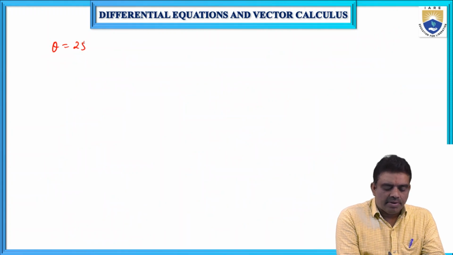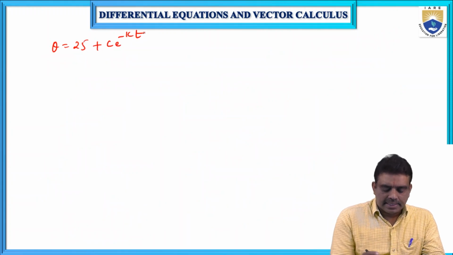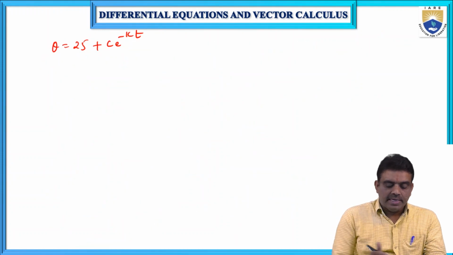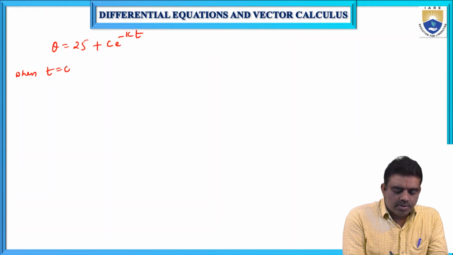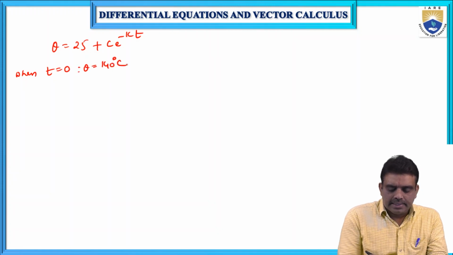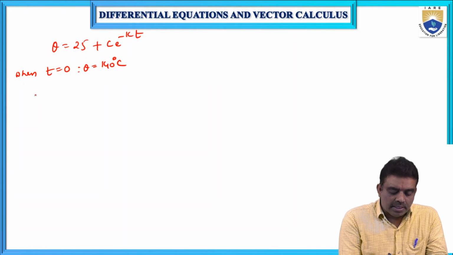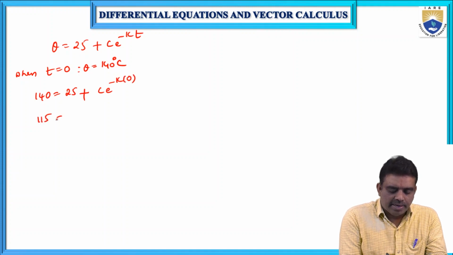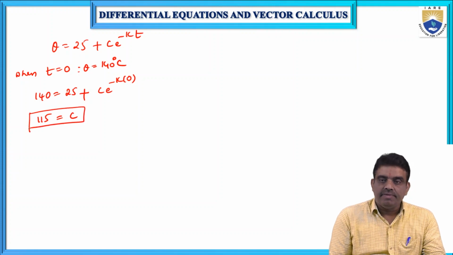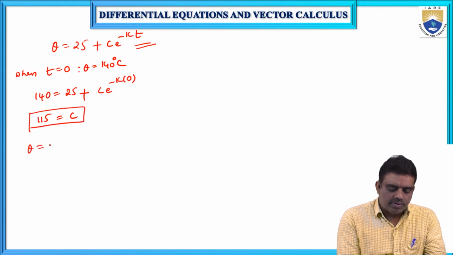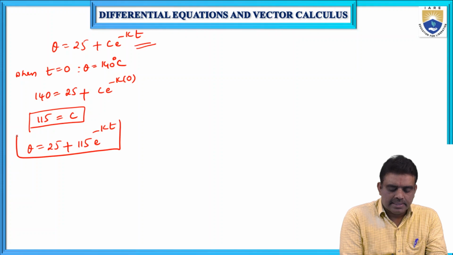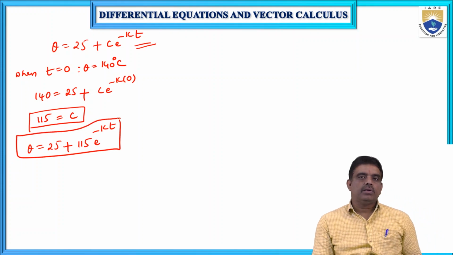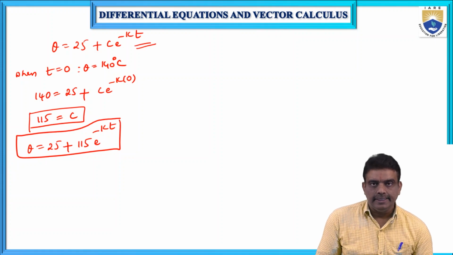Given theta is equal to 25 plus c into e power minus kt. Am I right? So when t is 0, theta is equal to 140 degrees Celsius. On substituting, 140 is equal to 25 plus c into e power minus k into 0, or 140 minus 25 means 115 is equal to c. So we obtain the c value. On substituting this, theta is equal to 25 plus 115 into e power minus kt. This is the new equation after finding the value of the constant c.